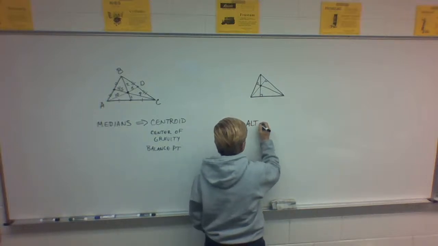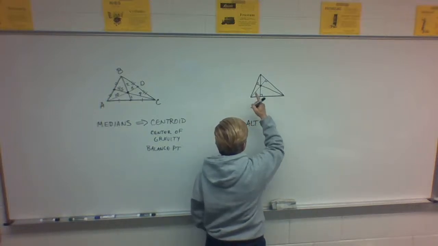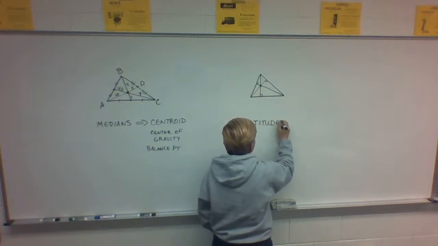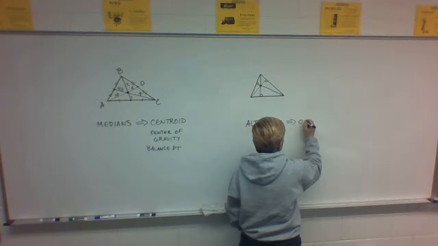Altitudes, you got to know what an altitude is. They always start at a corner and they go to the opposite side perpendicular to it. Altitudes, when you draw all three of them, make orthocenters.